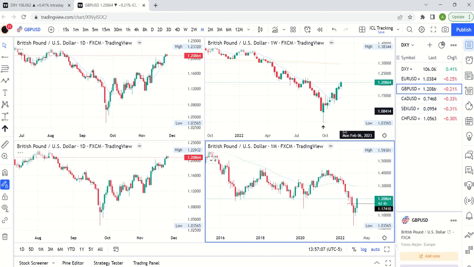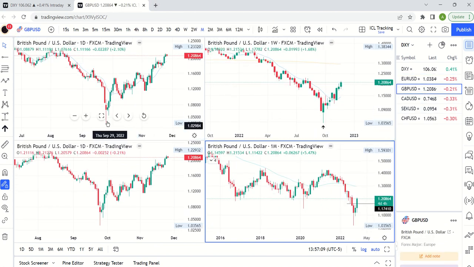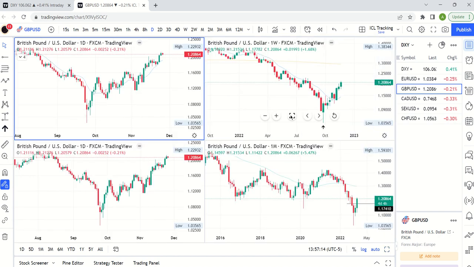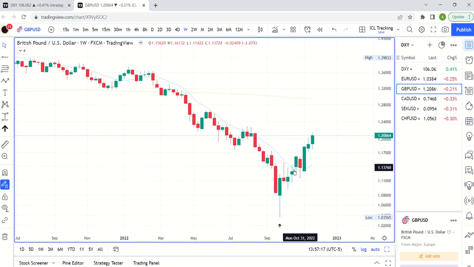If we look at the British pound, similar situation here. Very clear uptrend on the daily chart. You can see it holding higher lows here, and what that means for the weekly. So I believe this is also week 8. So 1, 2, 3, 4, 5, 6, 7, 8.